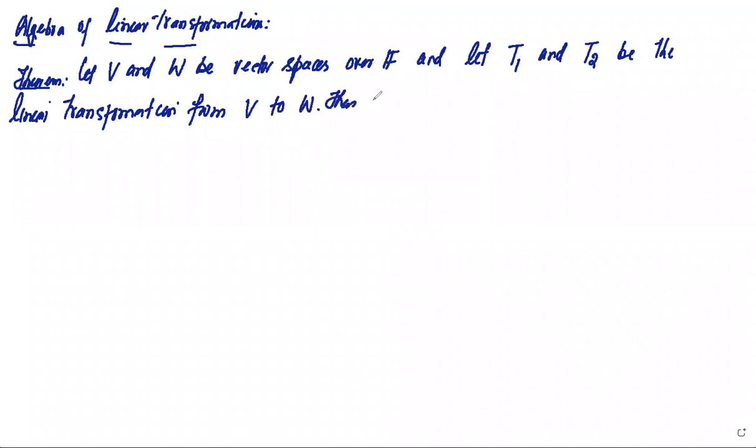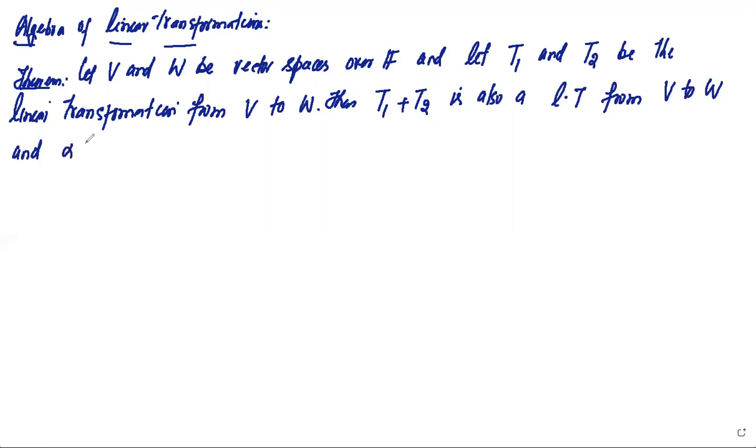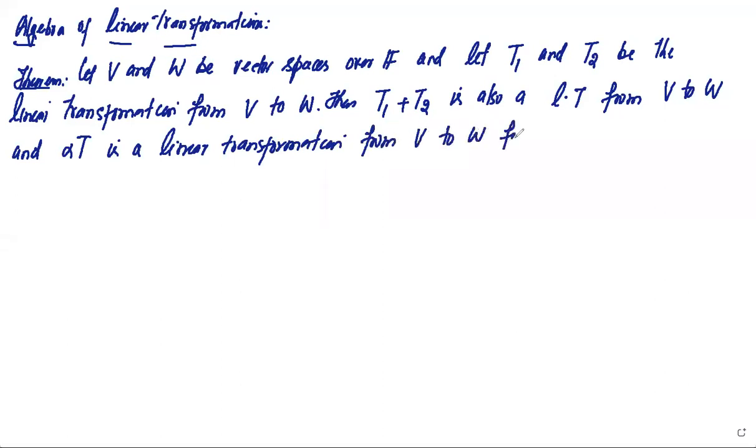Then T1 plus T2 is also a linear transformation from V to W, and alpha T is a linear transformation from V to W for any linear transformation T from V into W.